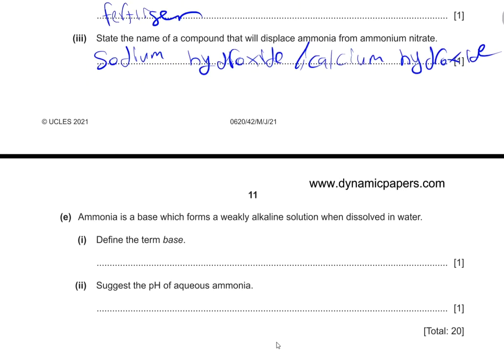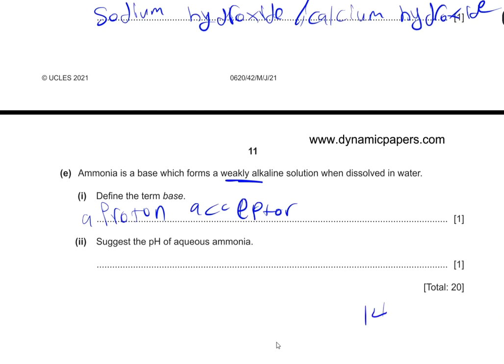Ammonia is a base which forms a weakly alkaline solution when dissolved in water. Define the term base. Base is a proton acceptor. Suggest the pH of aqueous ammonia. So we know that it's a weak alkaline, and we know that strong alkalines have 14 pH. So a weak pH would be something like 8 or 9, whatever. So I'll just go with 9.